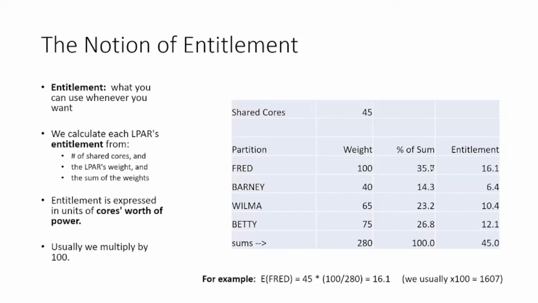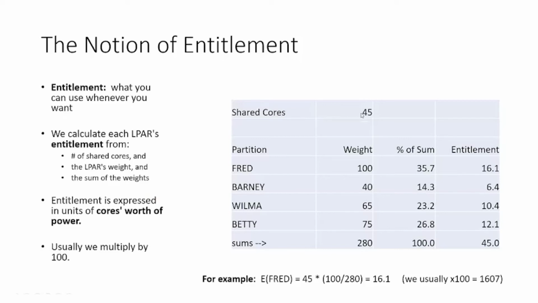For partitions, when we talk about entitlement, what we mean is the amount of core power that the partition is allowed to use whenever it wants. And we do those calculations just as I illustrated a little bit back. We use the number of shared cores, we use the LPAR's weight, and the sum of the weights. We usually express these in units of cores worth of power, which I'll explain with this table.